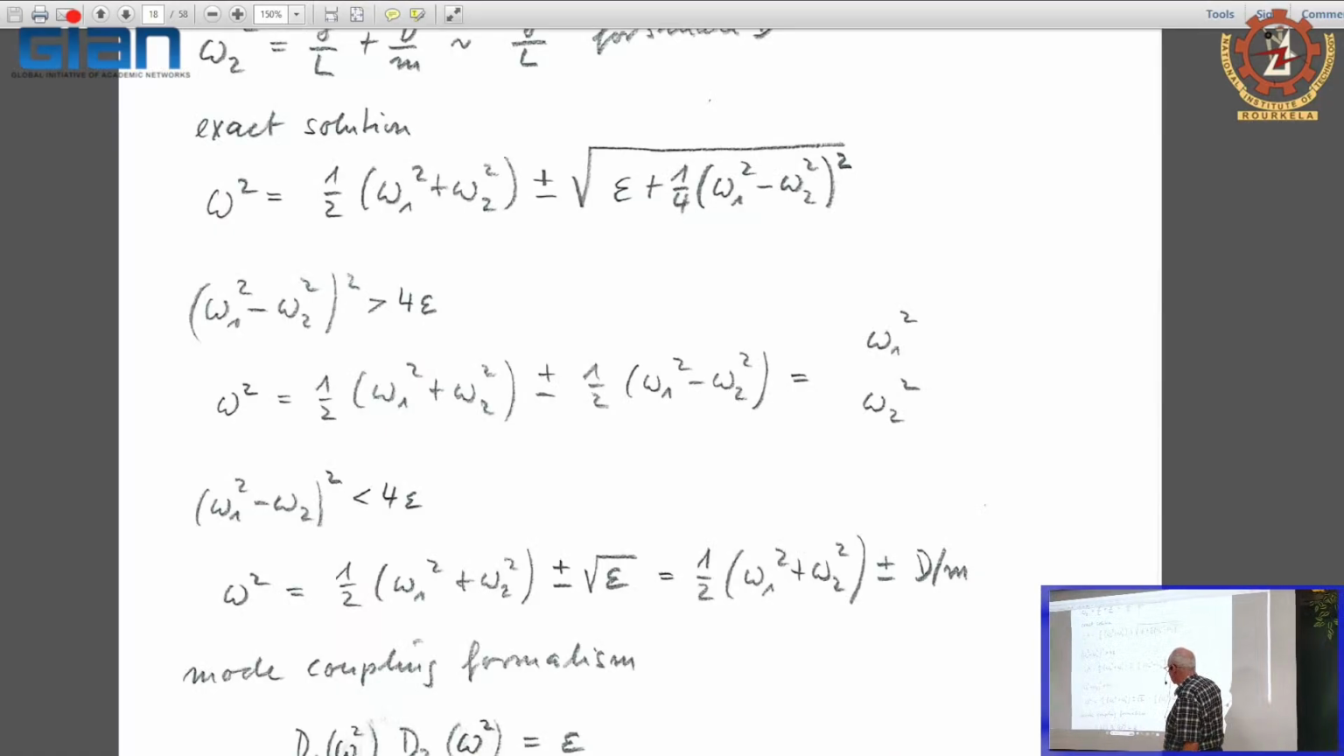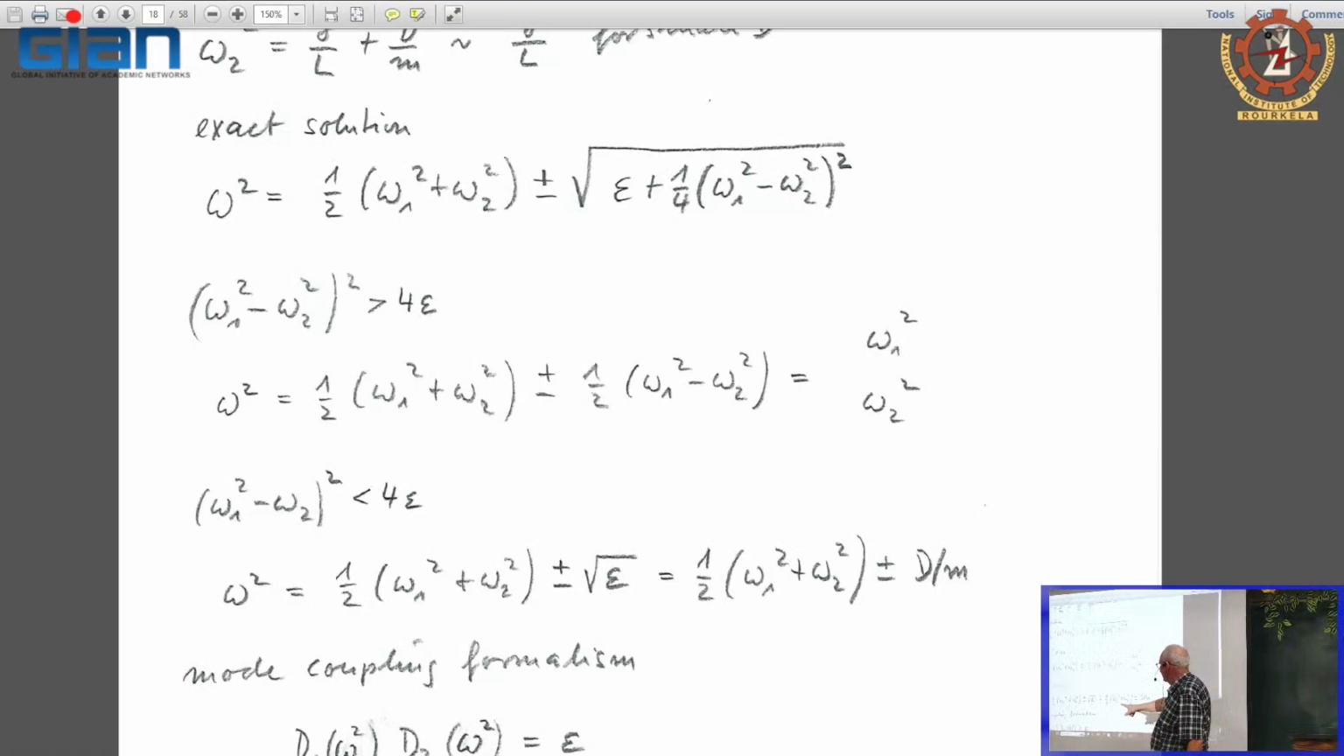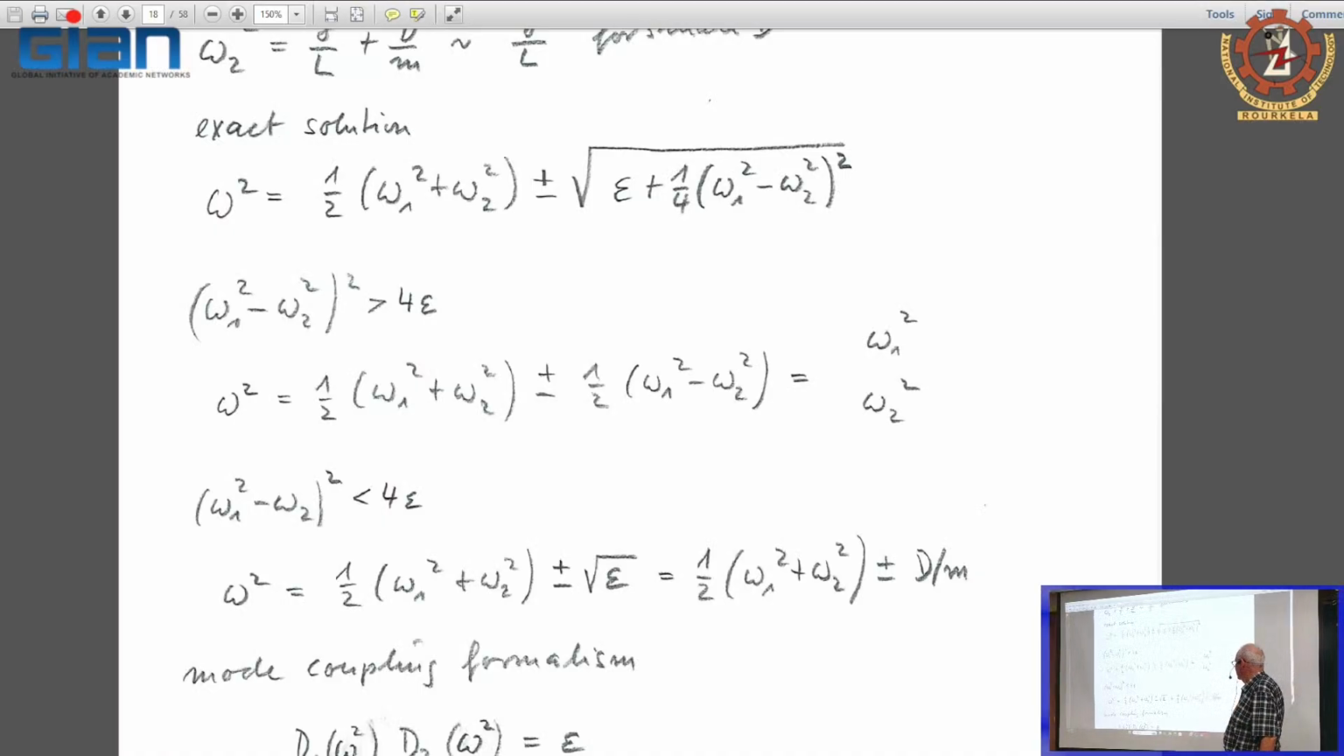This is no longer true if epsilon is no longer small compared to the difference of the uncoupled frequencies. In that case, we get omega squared is the average of omega 1 squared and omega 2 squared plus minus square root of epsilon, and epsilon was simply the square of d over m. So omega squared is the mean of these two plus minus d over m.